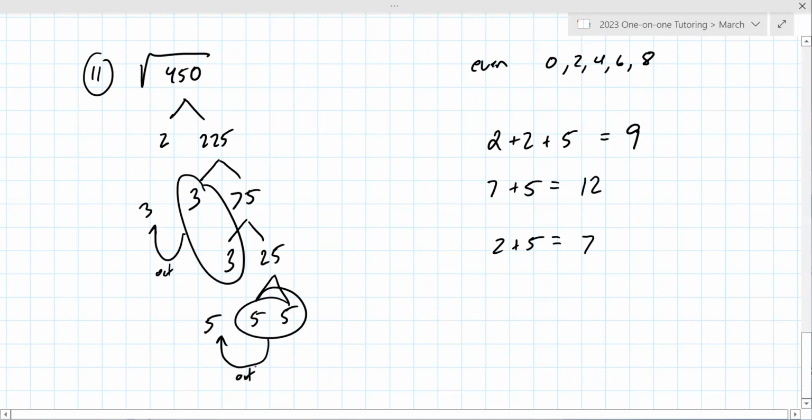So what stays in? What's left over on the leaves? 5. Another 5. We've circled the 5s. Oh, that 2. Yeah. So sometimes it could be up at the top. You've got to scan through the entire list. So what goes on the outside? That would be 15 square root of 2. Perfect. Well done.